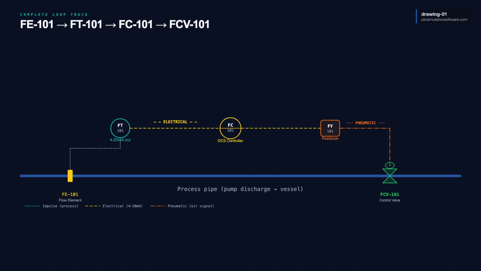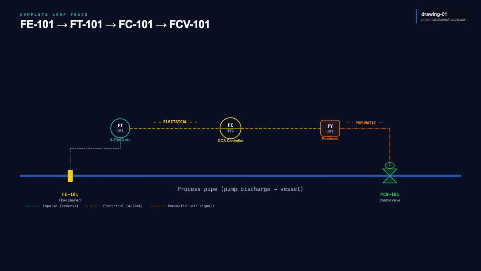The process pipe leaves the pump. A flow element, tagged FE101, sits in the pipe. The flow element is the orifice plate or the vortex meter or the magnetic flow meter, the primary sensing device. A small impulse line runs from the flow element up to a flow transmitter, tagged FT101.